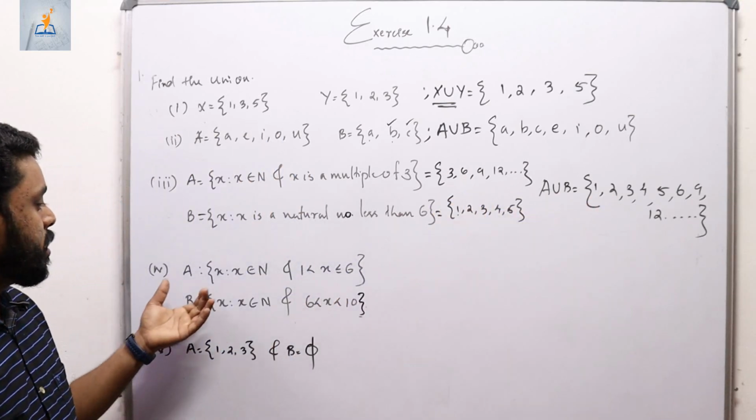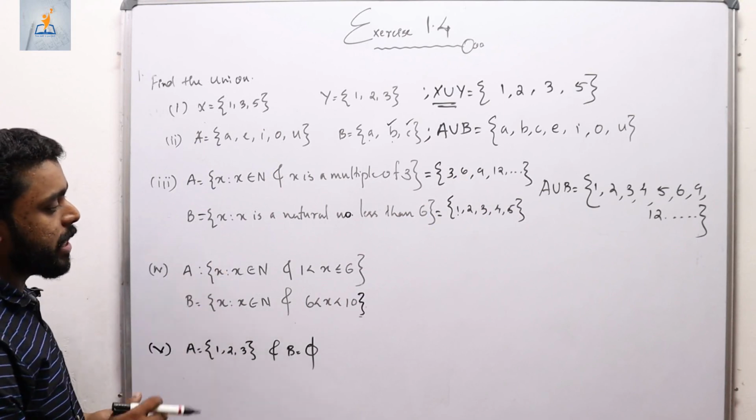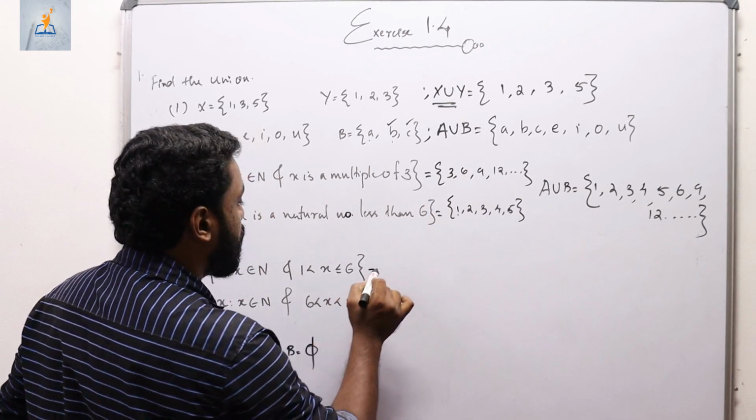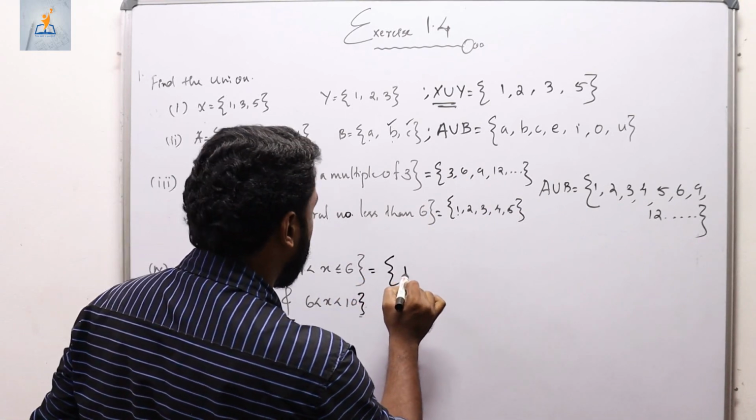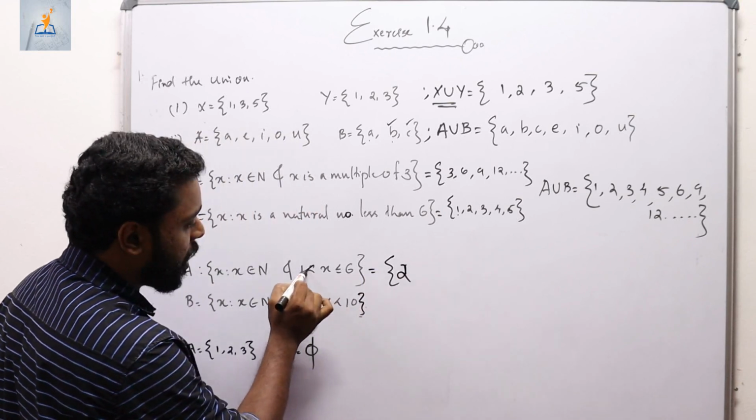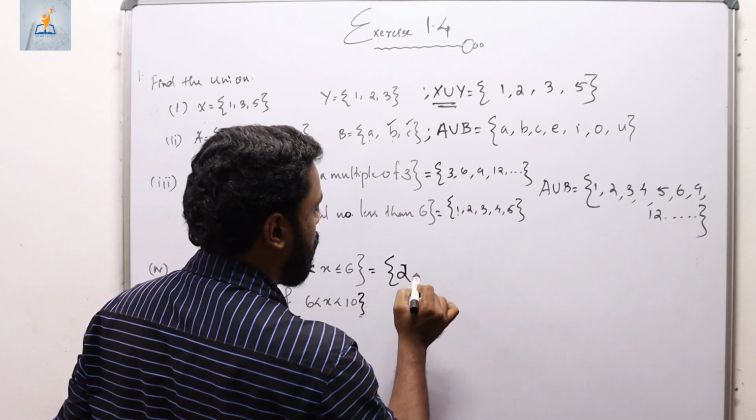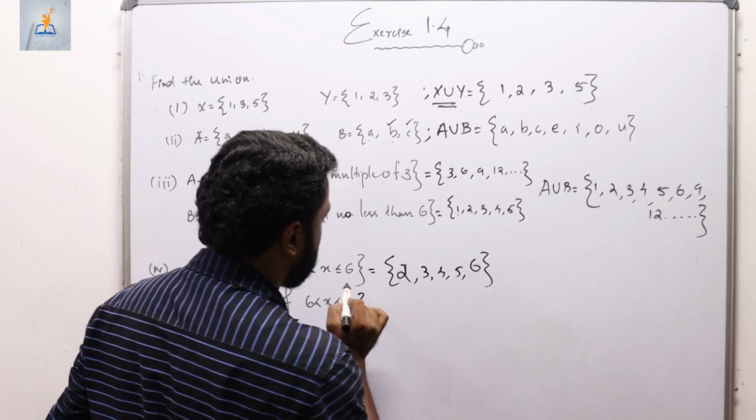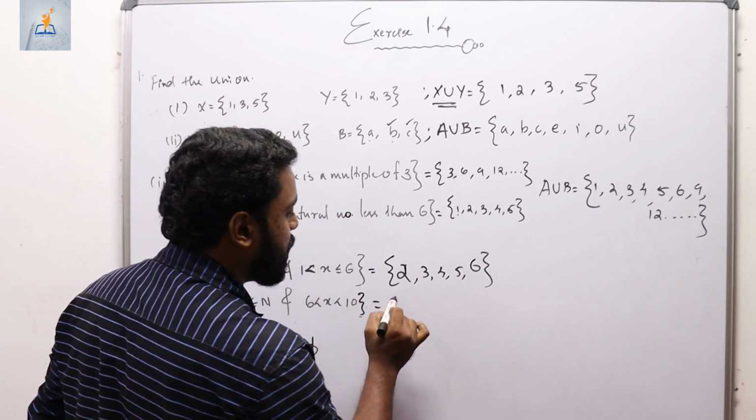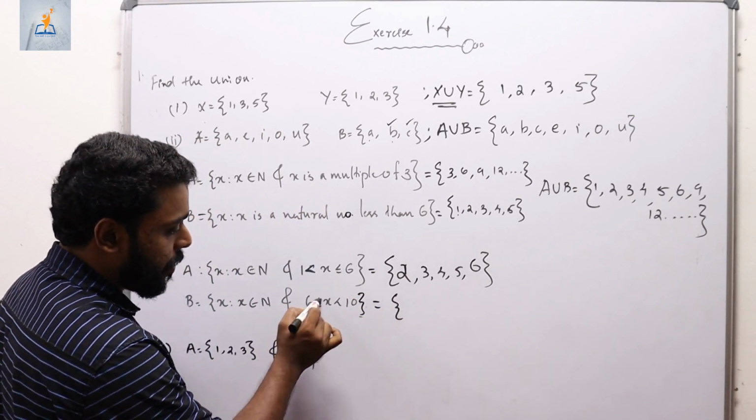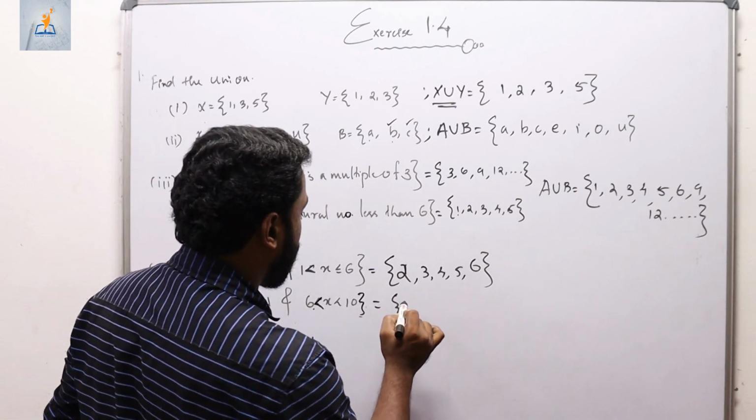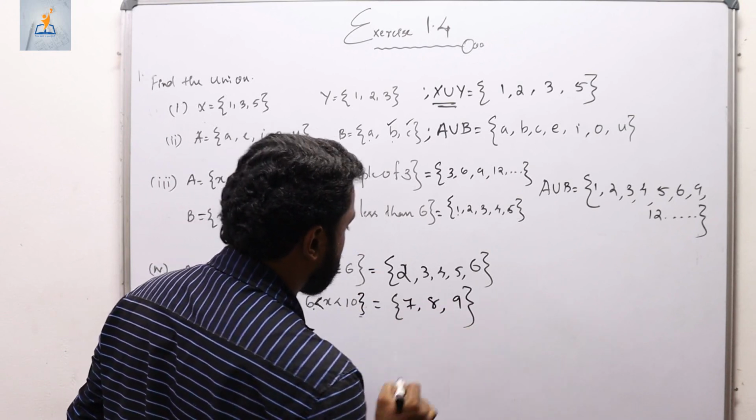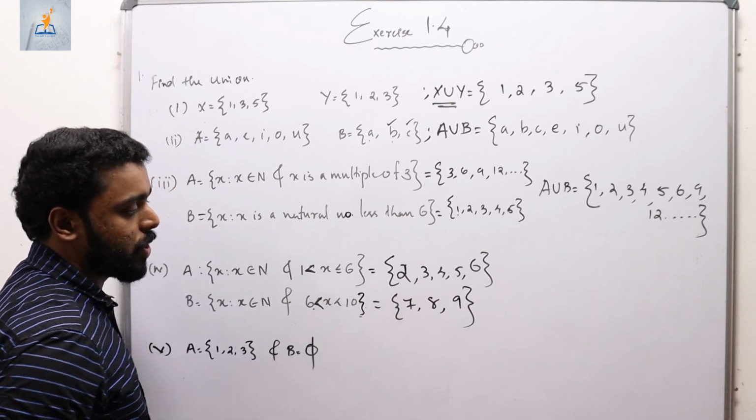Now coming to this example, let A be the set of all x, element of N, such that 1 less than x less than or equal to 3. Here we have a strict inequality, so 2 is the first natural number here, then 3. For B, 6 is here with strict inequality, so the first natural number is 7, 8, 9. We cannot include 10 since this is a strict inequality.